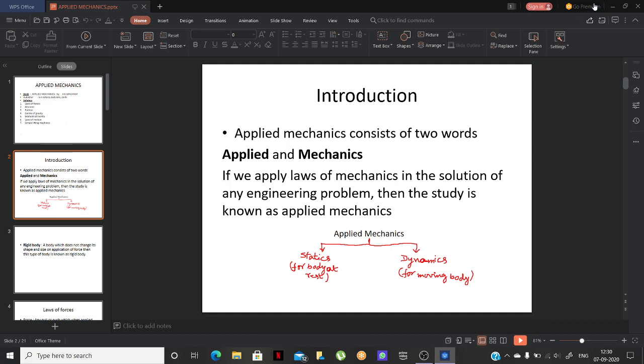Now applied mechanics has two branches. One is statics, number two is dynamics. Statics is the branch of applied mechanics which deals with the action of forces on bodies at rest, and dynamics is the branch of applied mechanics which deals with the action of forces on bodies in motion. Again, dynamics has two parts. One is kinetics, another is kinematics. I'm not going into the details of dynamics because this is not in the course of diploma.